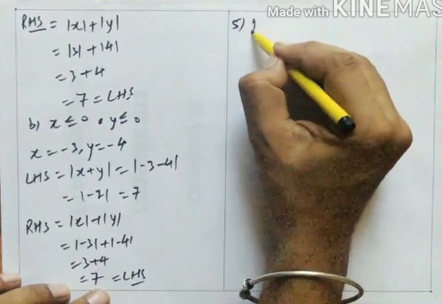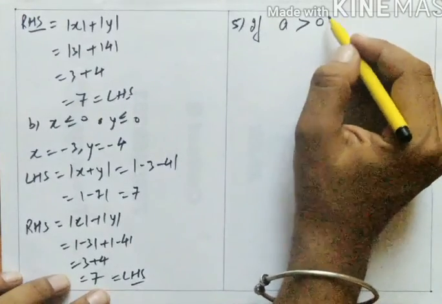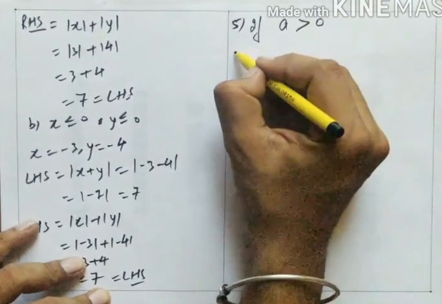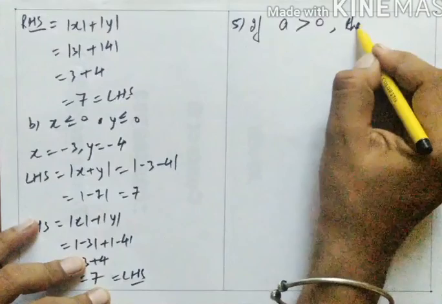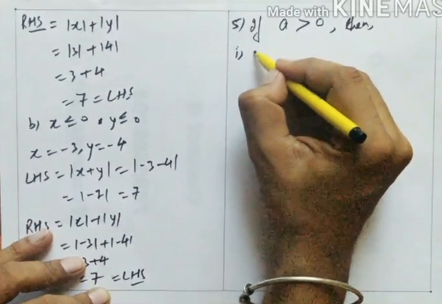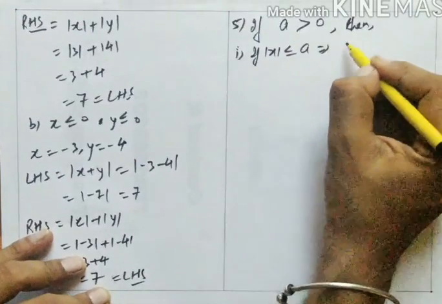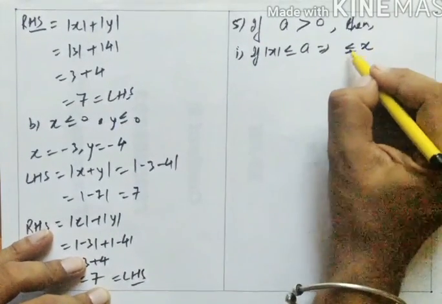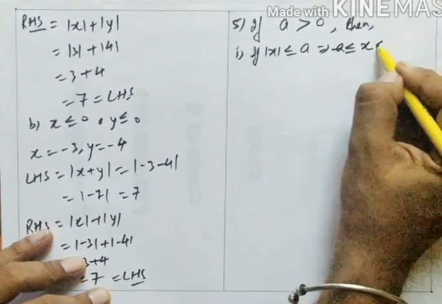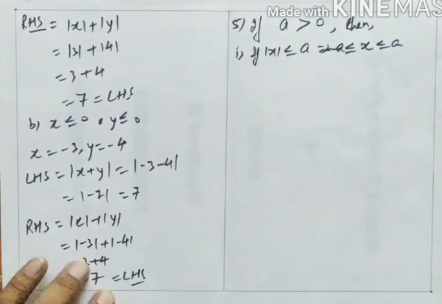Now let's see the property 5. It is saying that if A is greater than 0, in that case there are two cases. The first case is if mod of x is less than or equal to A, then this implies x lies between minus A and plus A. Now how does this come? Let's see.